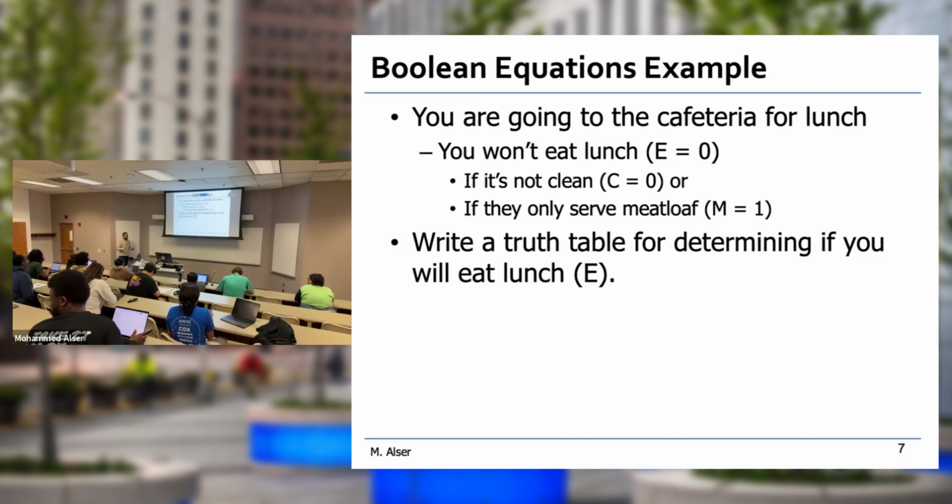If you do this, you'll never make any mistake. You'll not forget any possible option. Now for the E, it's a bit tricky because you need to pay attention to the question and interpret how you calculate. The question says E equals 0 when it's not clean, C is 0, or M equals 1.